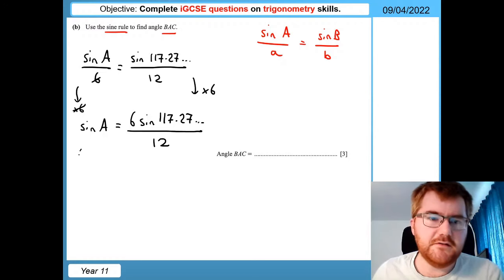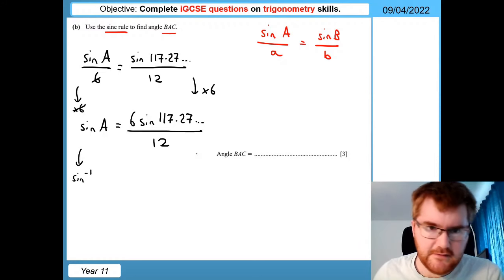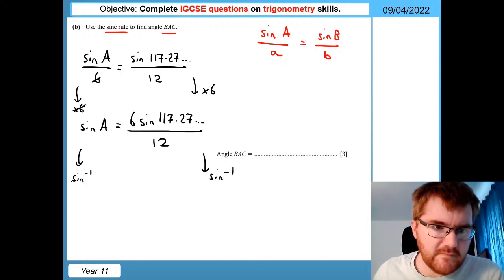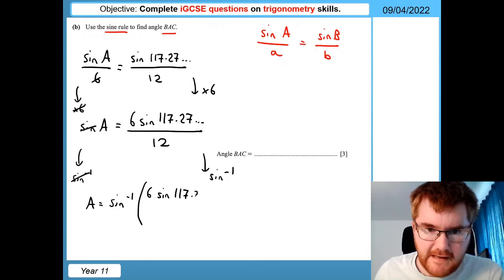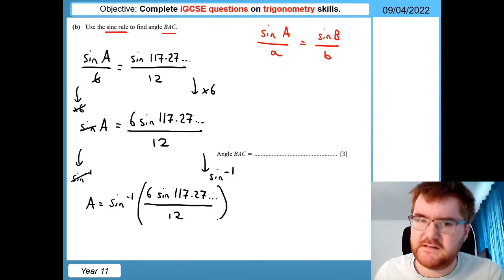And now we want to get the angle. So what's the opposite of sining? Inverse sine on both sides. This cancels this, which is very, very helpful. And now we're going to find sine inverse of that horrible fraction. Again, using that stored value that we used before. Very, very useful function, particularly for questions like this.